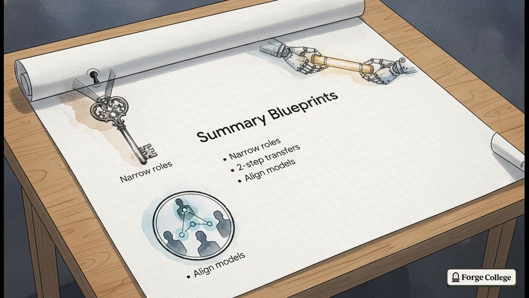Number 2, use two-step ownership transfers. Make them accept the crown. And number 3, align your on-chain roles with your off-chain operational practices. Make sure your real-world org chart matches your digital one flawlessly.